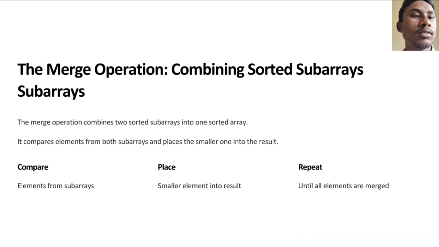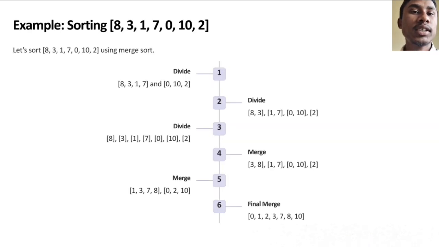So we can discuss an example for this merge sort. Let us consider the elements 8, 3, 1, 7, 0, 10, 2. First of all, we have 7 elements. Then in the first step, we divide these elements into two subarrays. When we divide the array, we get 8, 3, 1, 7 as one subarray and 0, 10, 2 as another subarray.